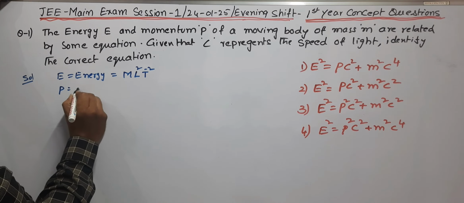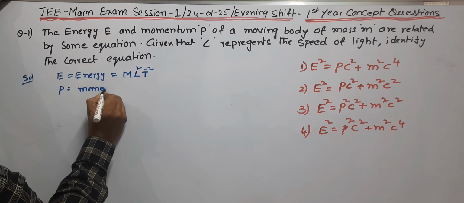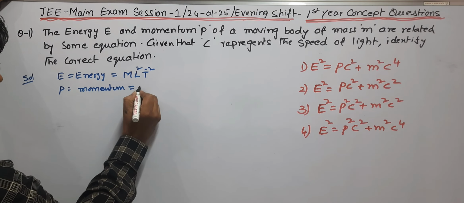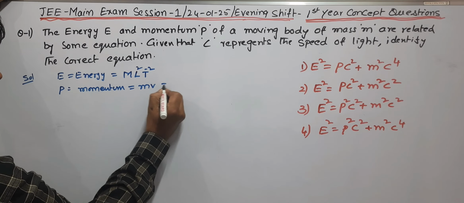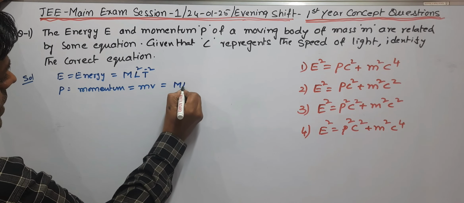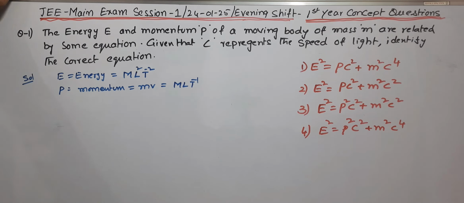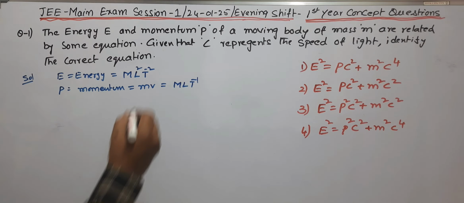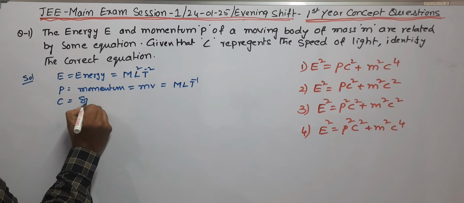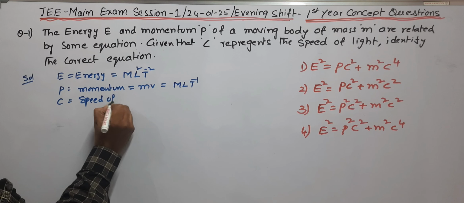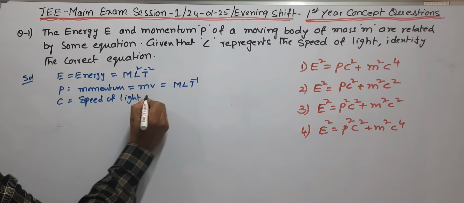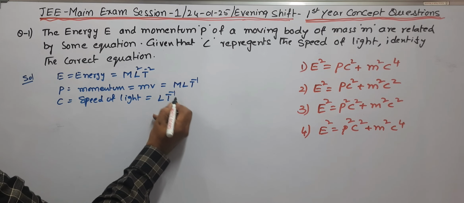P is momentum. Momentum is mass into velocity, which is equal to M L T power minus 1. C is the speed of light, and the speed of light is L T power minus 1.